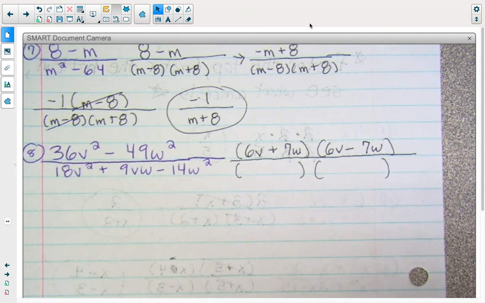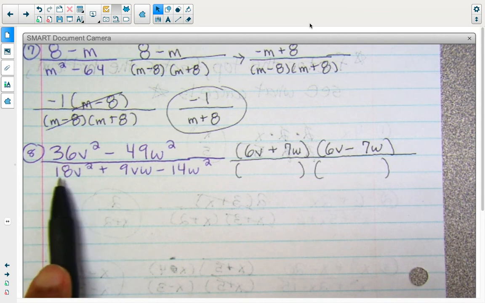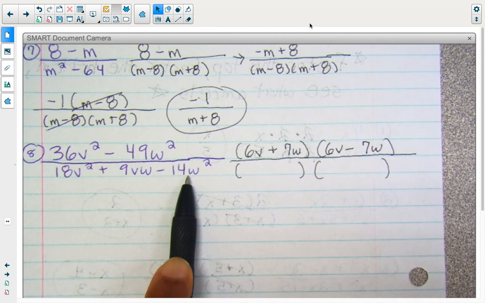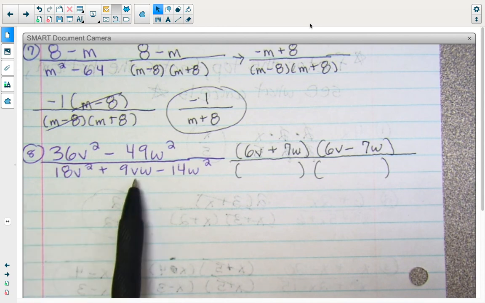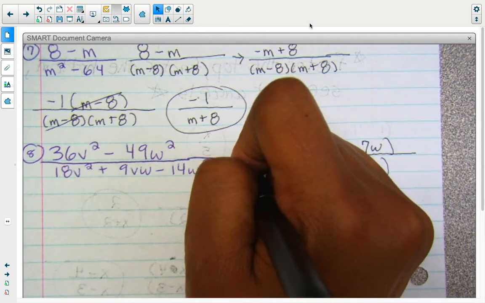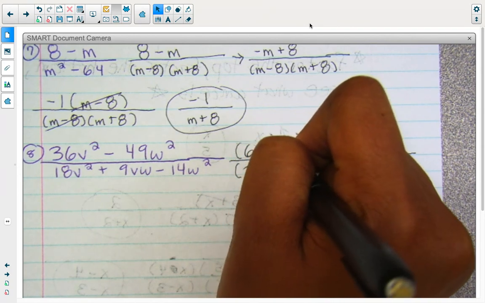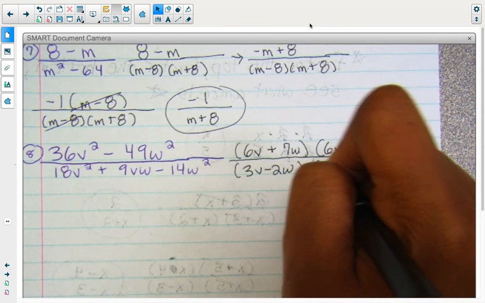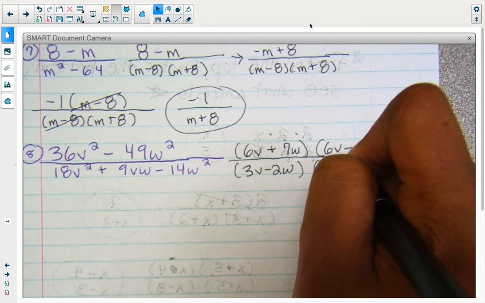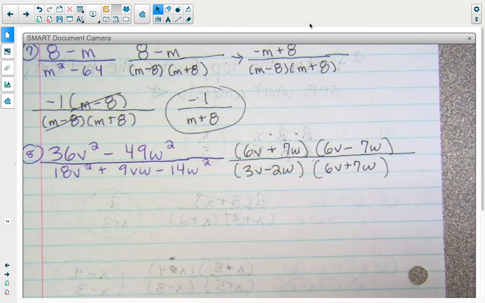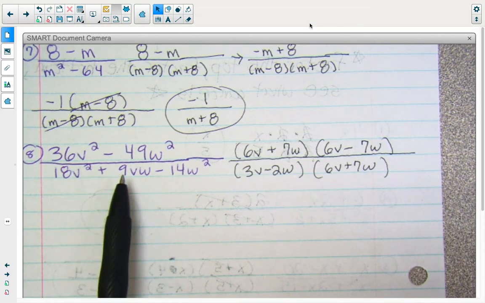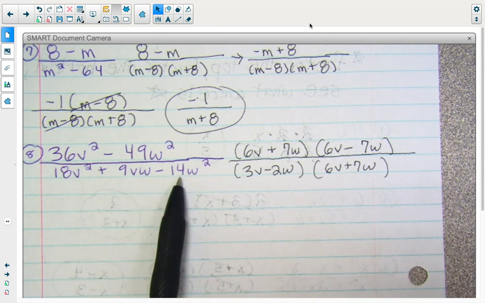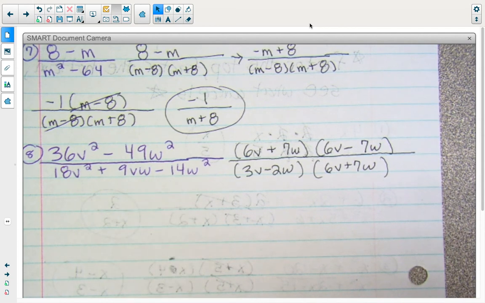Now on the bottom, I can set up my parentheses. I need two things that are going to multiply to give me 18v squared, and then it's got to multiply here to give me 14w squared. Now be careful here because we're doing the box method, the distributive property, backwards. So we're going to have v's and w's in our problem. So this factors into 3v minus 2w and 6v plus 7w. And if I were to multiply all this back out, it would give me 18v squared plus 9vw minus 14w squared.